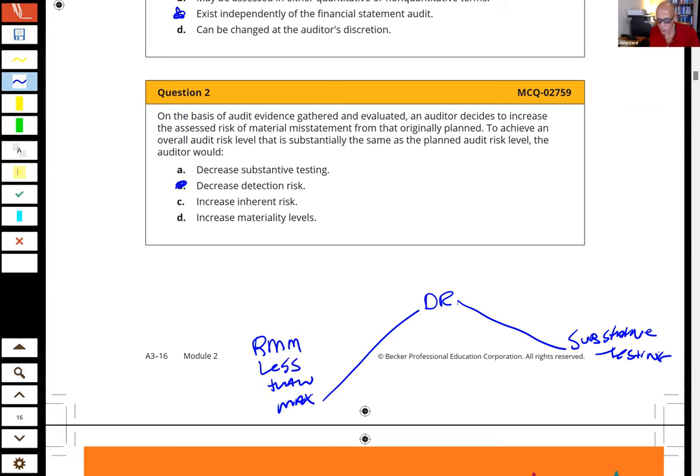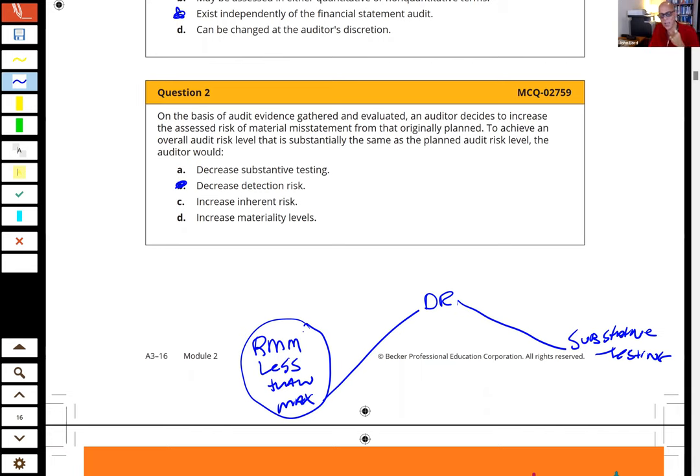Okay. Now, if you assess the RMM at less than the maximum, what does that mean you have to do? If in the obtaining the understanding phase, which I call step one, the examiners don't call it step one, I call it step one, during the risk assessment procedures, you assess the risk at less than the maximum, what does that mean you're going to have to do? Test the operating effectiveness of the internal controls, yes. Okay, so I'm going to test the operating effectiveness.